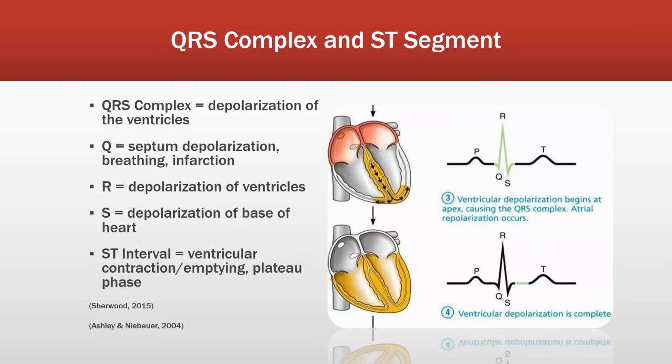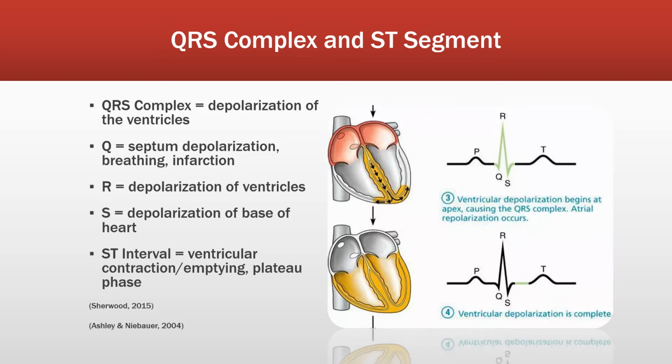After the atria have been stimulated, it is now the ventricles' turn. The depolarization of the ventricles is represented by the QRS complex. The small Q waves can result from several events. The first is the depolarization of the ventricular septum. It can also be caused by an individual's breathing or be an indication of a previous myocardial infarction or heart attack. It is possible that an ECG may not consist of a Q wave, but still be considered normal.